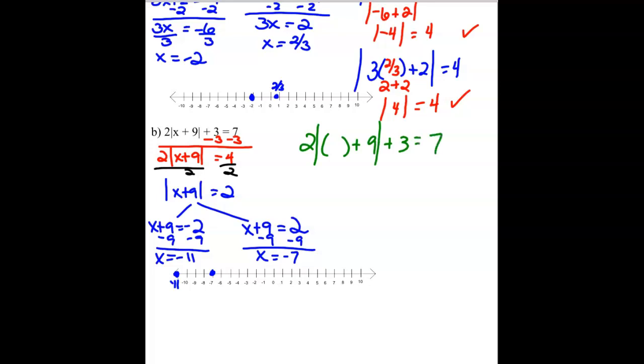All right, the first one we're going to check is the negative 11. Adding 9 to it is negative 2. The absolute value of that is positive 2. Multiplied to that front 2 is 4. Adding 3 will then get us the 7. So that one worked.